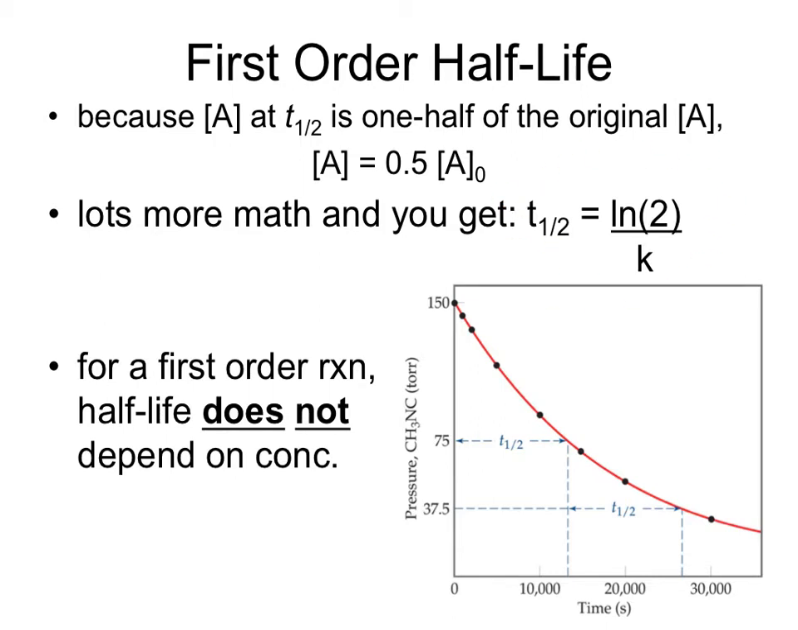So t1/2 is equal to the natural log of 2 divided by our rate constant. Obviously we don't have any concentration values inside our half-life equation for a first order reaction, so the first order half-life does not depend on the concentration. It doesn't matter how much you have, a half-life will occur at the same time throughout the reaction progression.